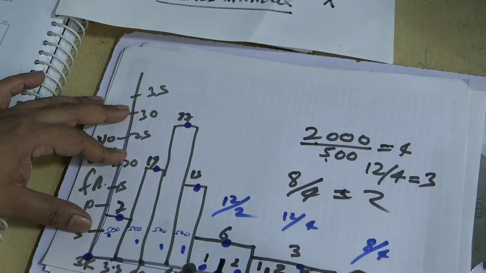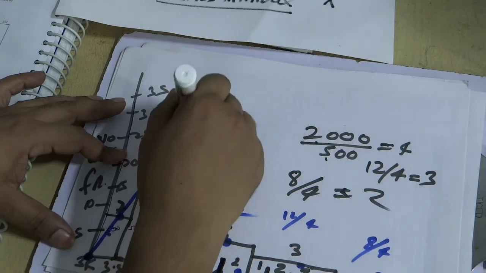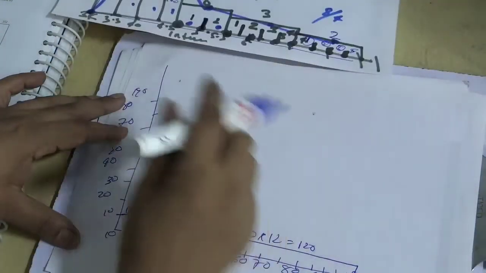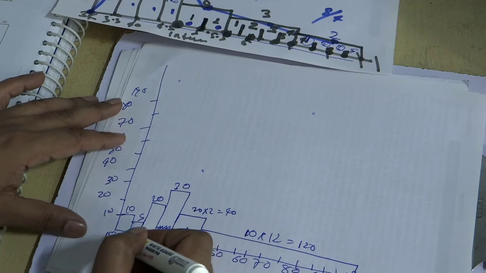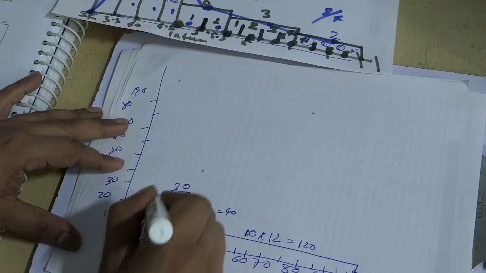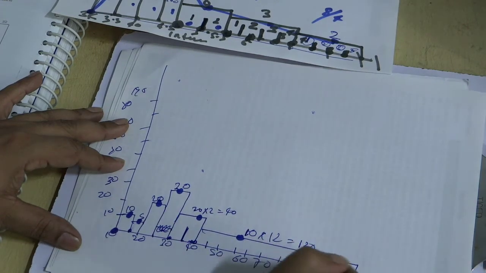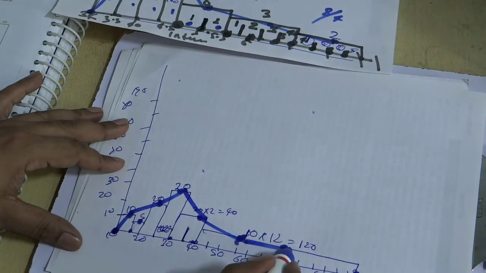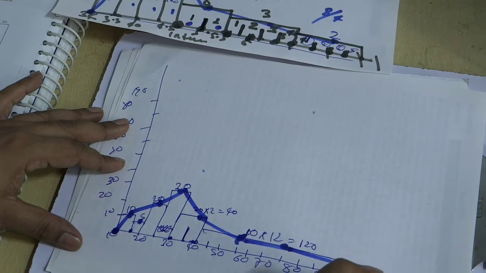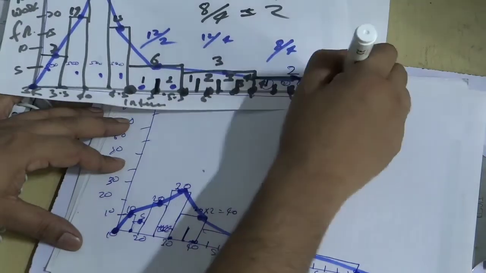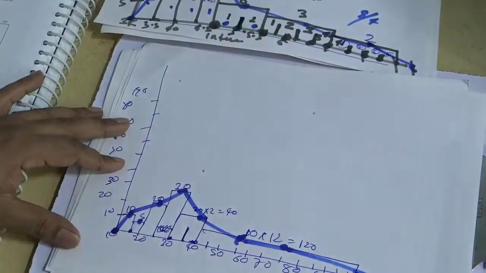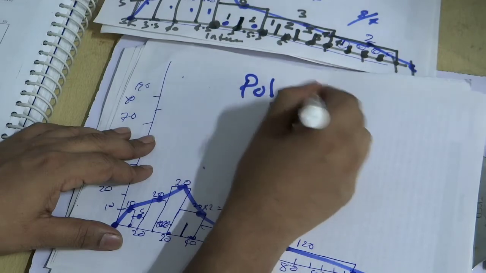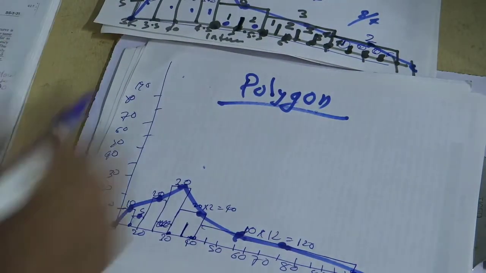Okay, like this, and you have to join this point. Okay, for this example, how can we draw the polygon? Start from here and put a dot between the bars, and join like this. The last, you have to also draw up to the last bar. So this is all about the polygon. That was the second.